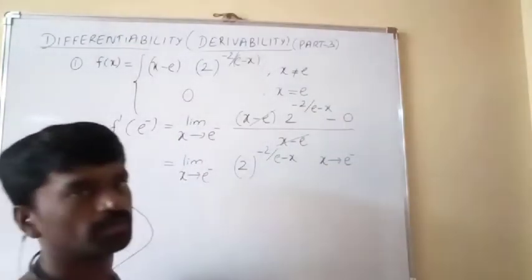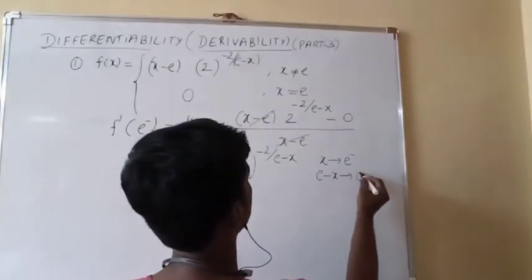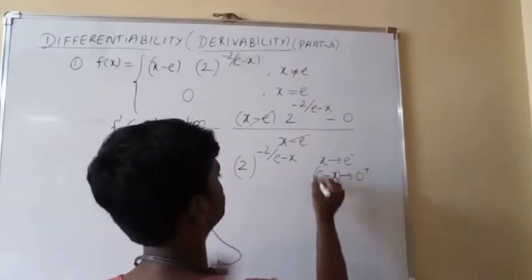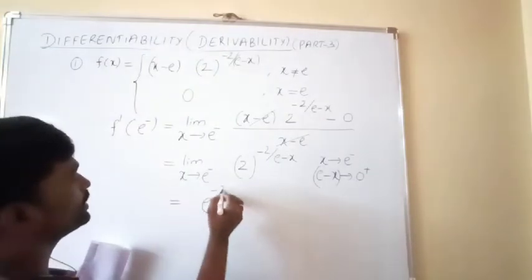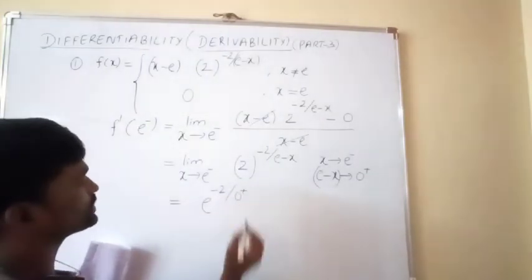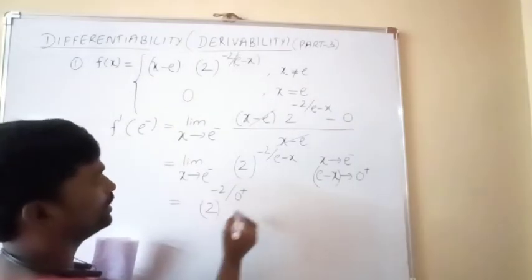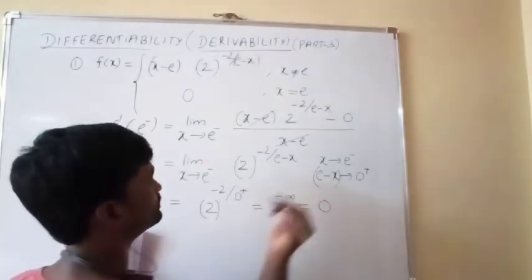When x tends to e minus, that means the x value is smaller than e. Then e - x tends to 0 plus; it is tending to 0, but it is positive. So after applying the limit, what will we get? 2 power minus 2 divided by 0 plus. Minus 2 by 0 plus is minus infinity, and 2 power minus infinity is 0.